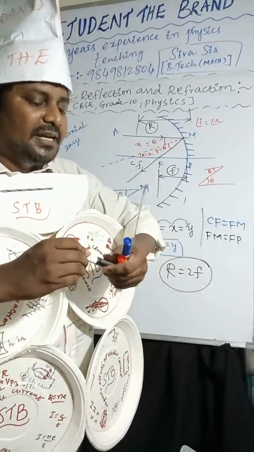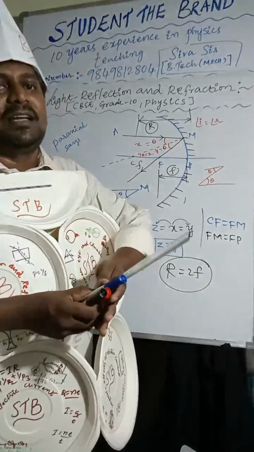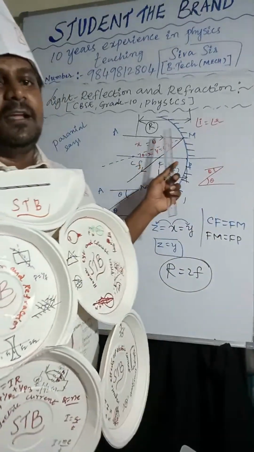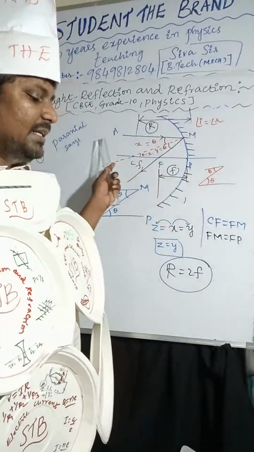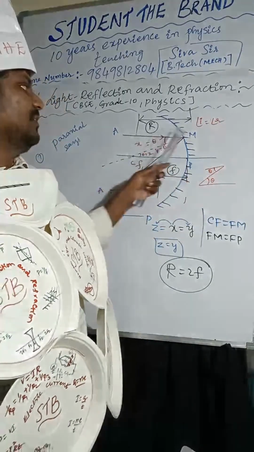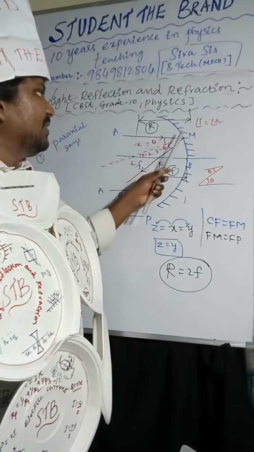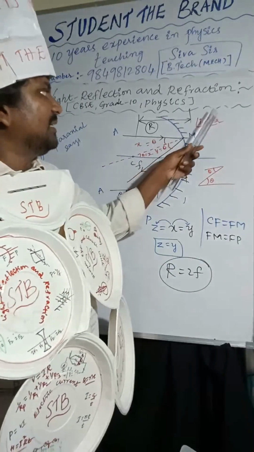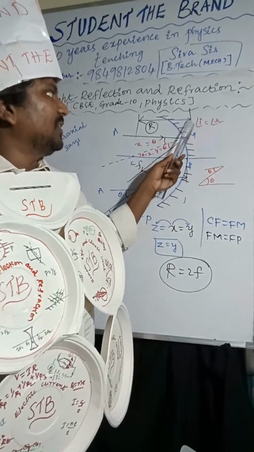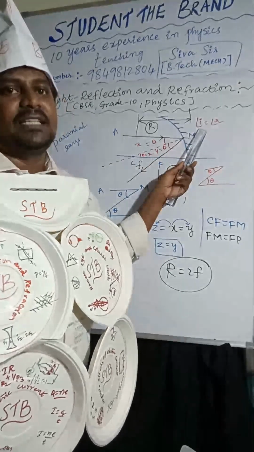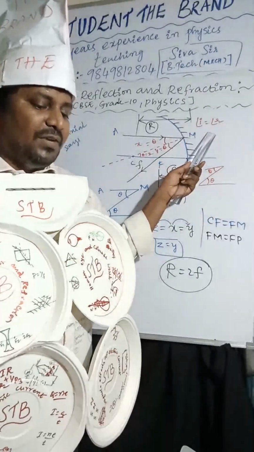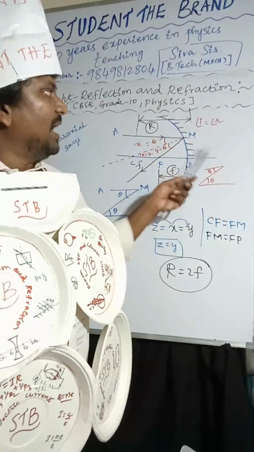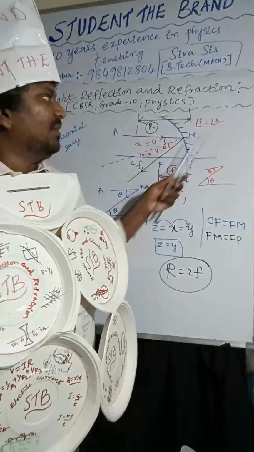Once again, I will explain. Listen carefully. Here I am considering a light ray coming from infinity. After reflection, it passes through the focus. From the law of reflection, the angle of incidence is equal to the angle of reflection.